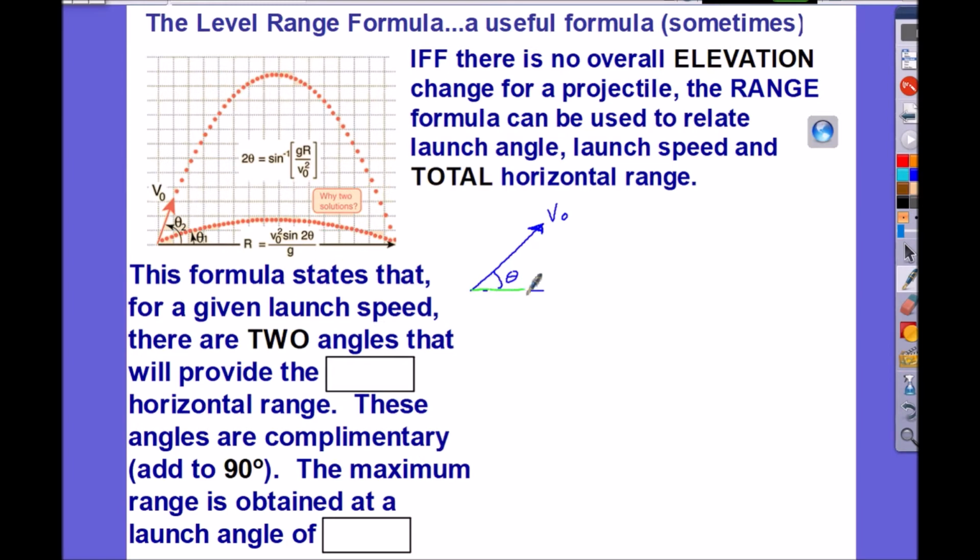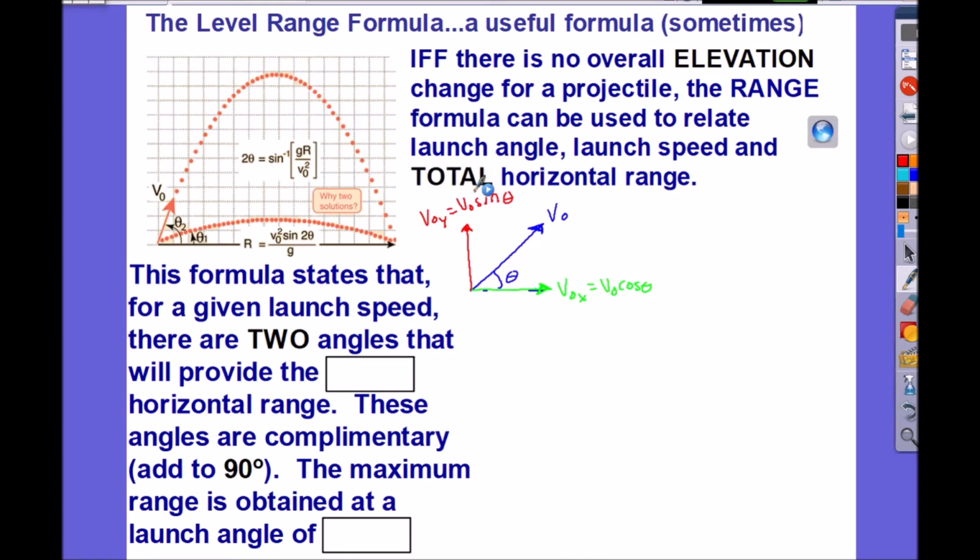Let's use green here to represent the horizontal velocity, v naught x. That would be equal to v naught times the cosine of theta. And we could just as well resolve that velocity into its vertical component as well and find that v naught y would be equal to v naught times the sine of theta. And you've certainly seen this before.